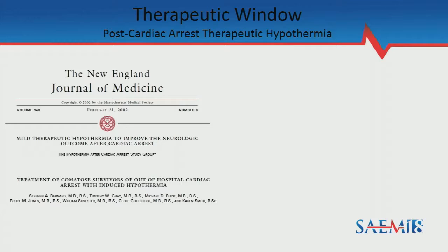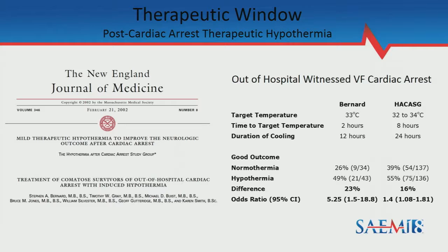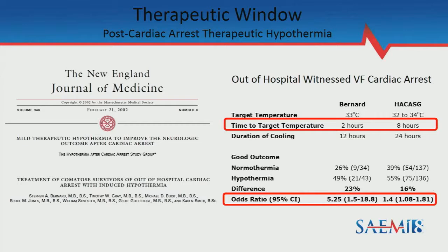So these were the two classic landmark studies in the New England Journal in 2002, where they achieved target temperature at either 2 or 8 hours, and they had a significant improvement in outcome. And this really changed the field. This was the first post-cardiac arrest intervention, the first intervention you could do on someone that, after they got a pulse back, made a difference in outcome.